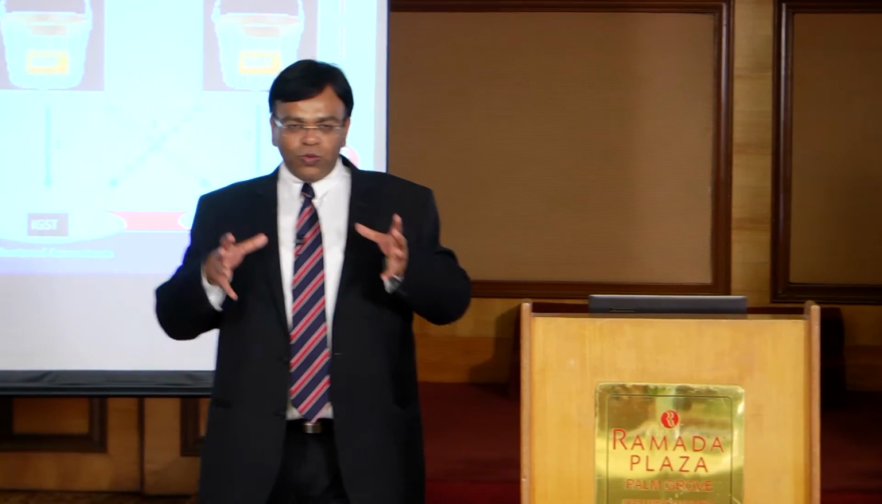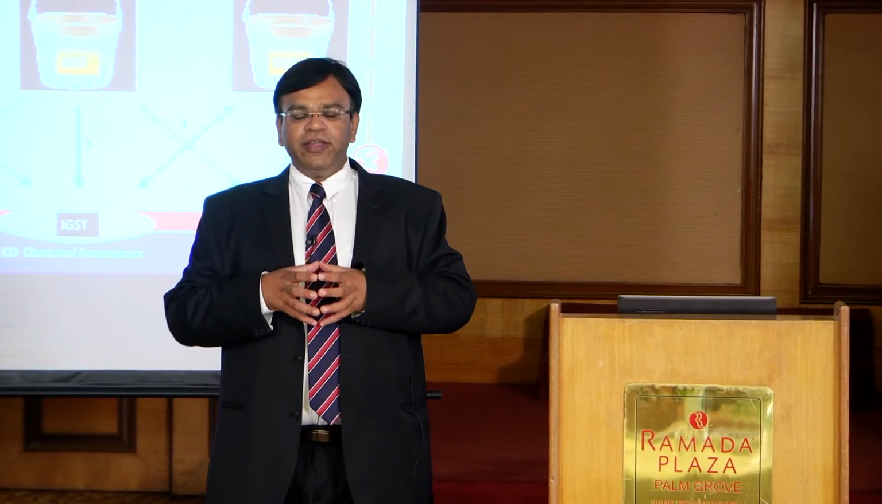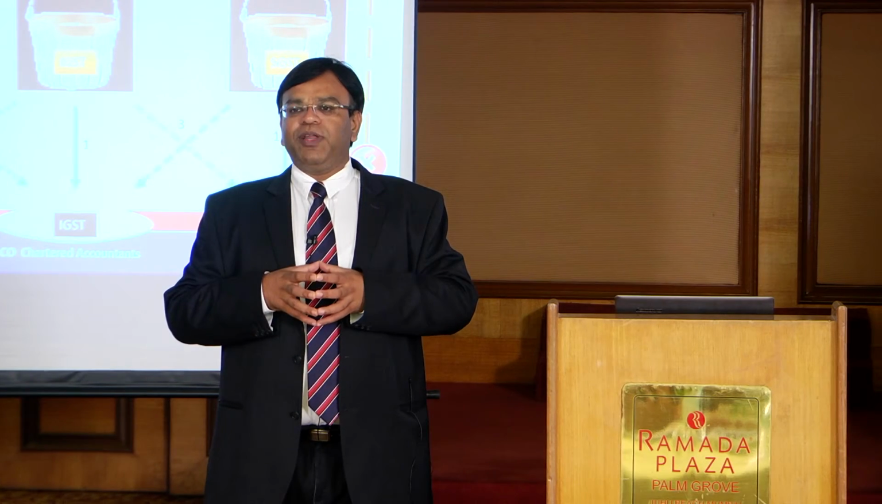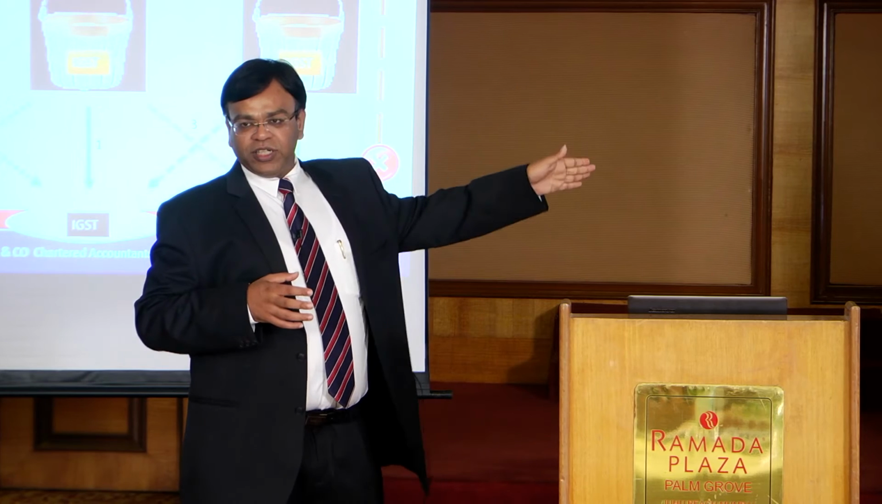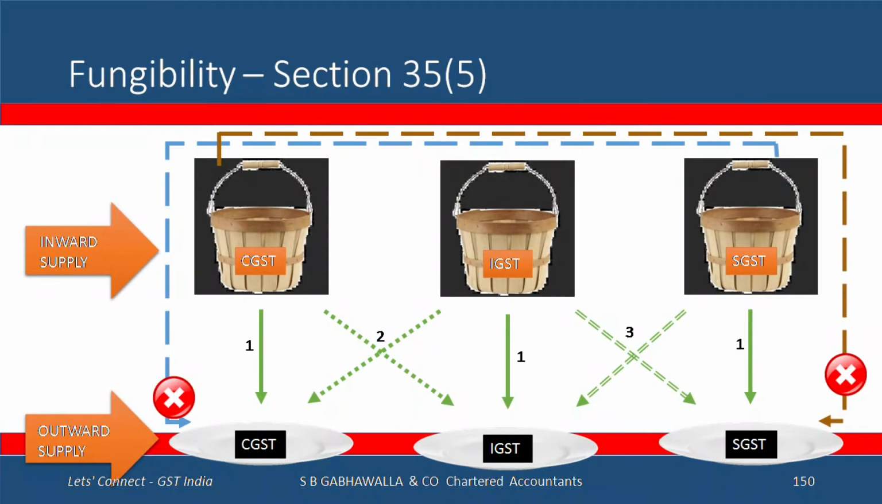And when you look at this overall matrix, you will find that I is preferable because I can be adjusted against C, I and S. I first, then C, then S. But I is a tax which gets adjusted against all the 3. So if you are in a specific type of a situation, you may prefer interstate procurement over domestic procurement.